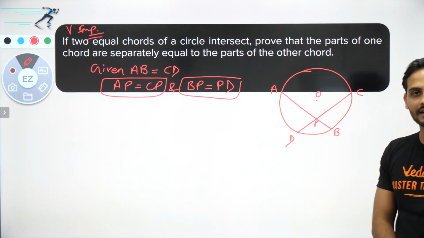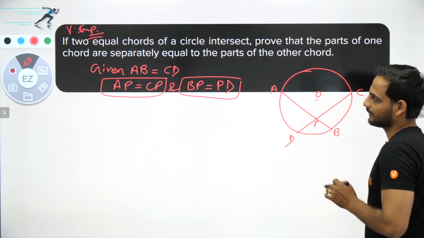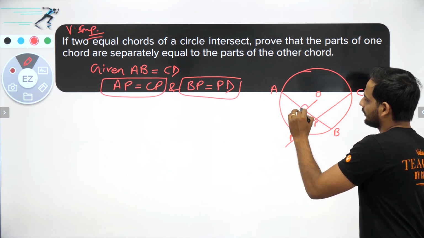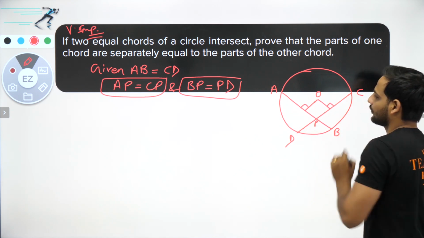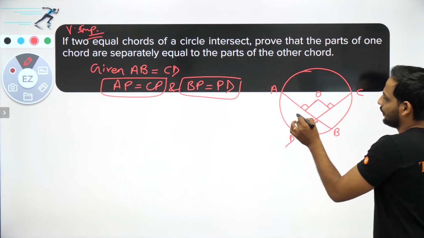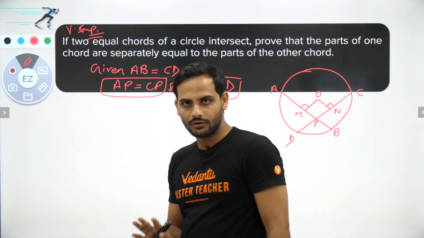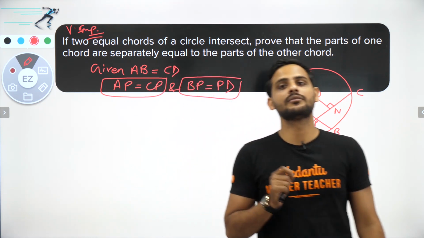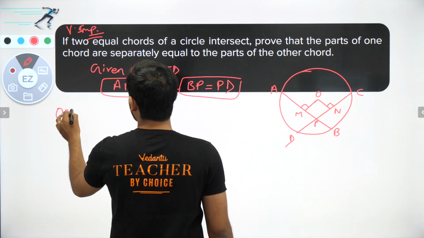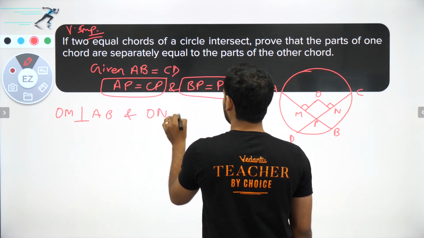First thing, you might also be feeling like me that sir, the diagram is incomplete somewhere. So first thing I know, bachcho, if 2 chords are equal, and I draw a perpendicular from center, let us say OM, ON, these 2 perpendiculars will bisect the chord. Correct? This is the theorem: a perpendicular from center bisects the chord. So I have done the construction OM perpendicular to AB and ON perpendicular to CD.